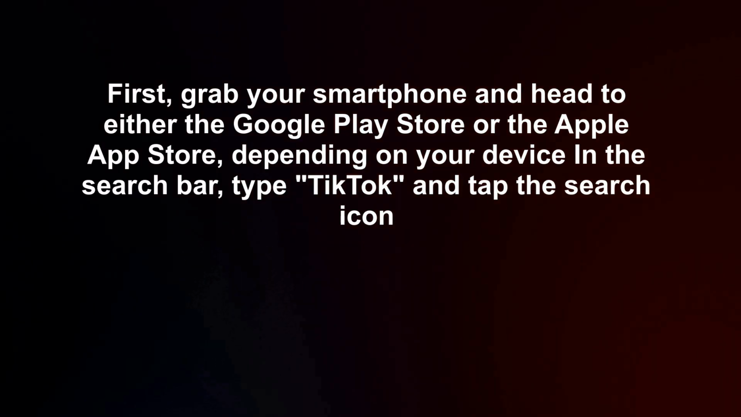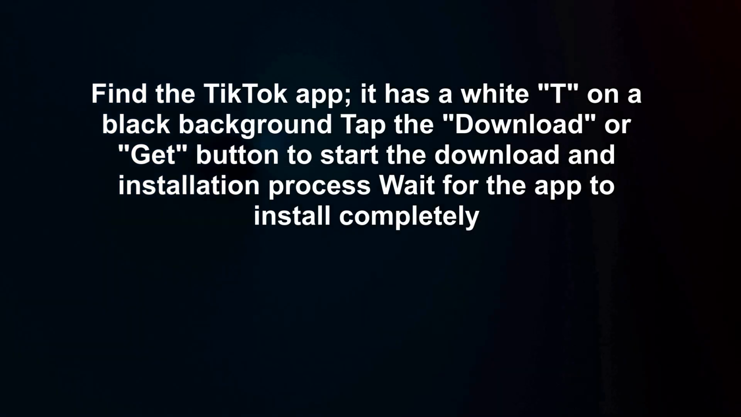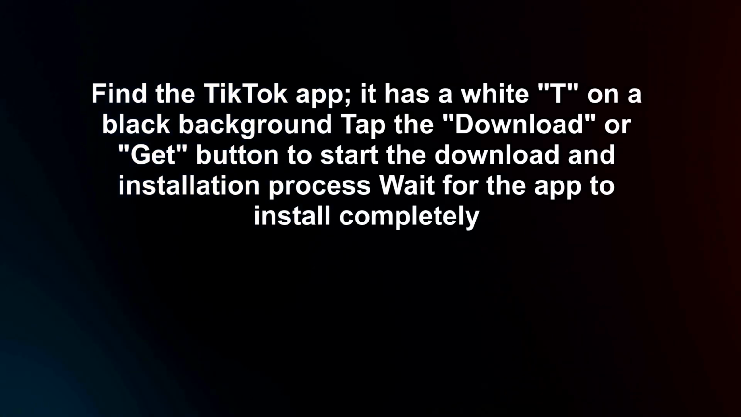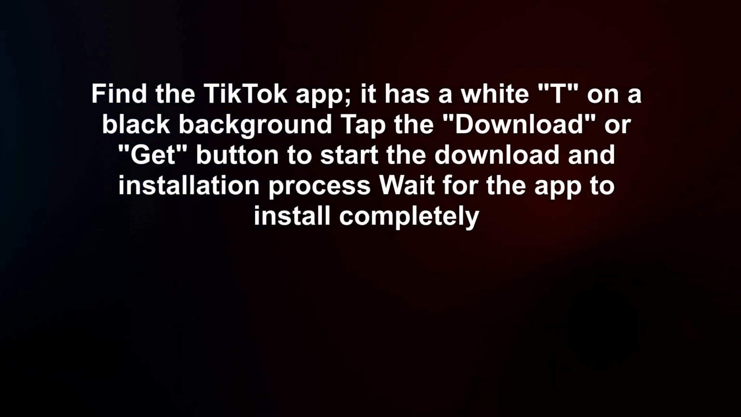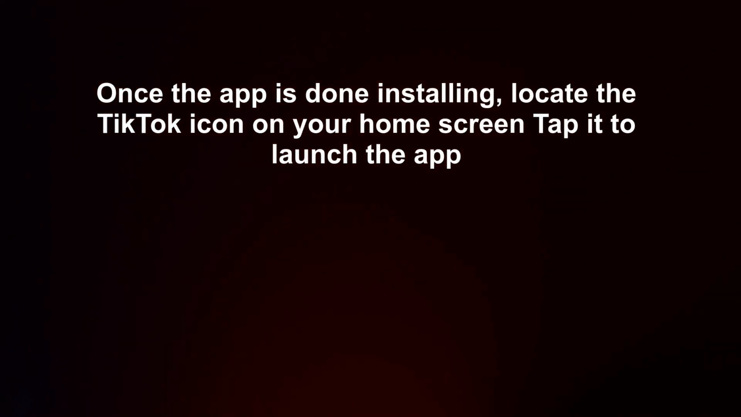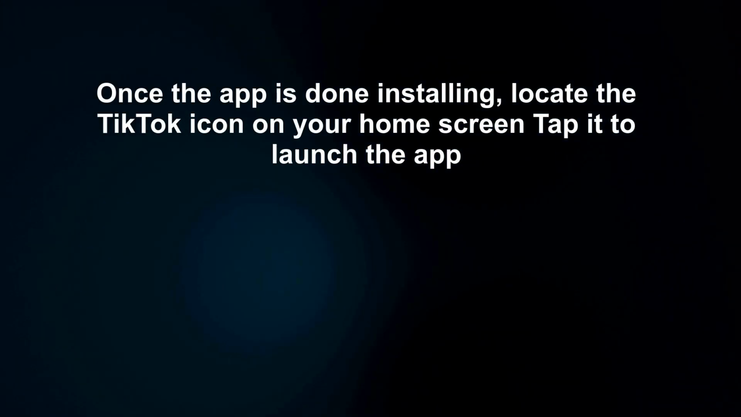Depending on your device, in the search bar, type TikTok and tap the search icon. Find the TikTok app. It has a white T on a black background. Tap the download or get button to start the download and installation process. Wait for the app to install completely. Once the app is done installing, locate the TikTok icon on your home screen. Tap it to launch the app.